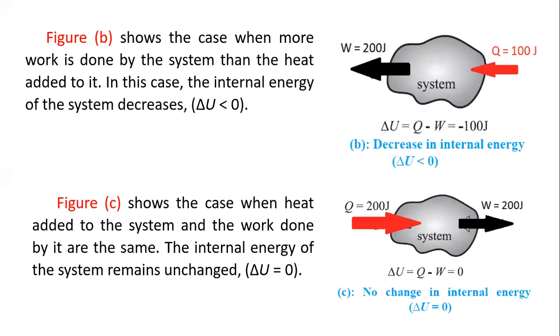One more figure is there, figure C. Figure C shows the case when the heat added to the system and the work done by it are the same. The internal energy of the system remains unchanged. Heat added to the system is 200 joule and the system uses 200 joule to do the work. Then the change in internal energy is 200 minus 200, which is 0. So there is no change in internal energy.